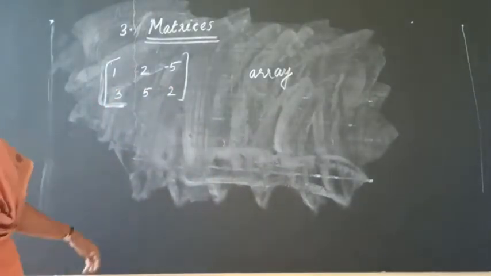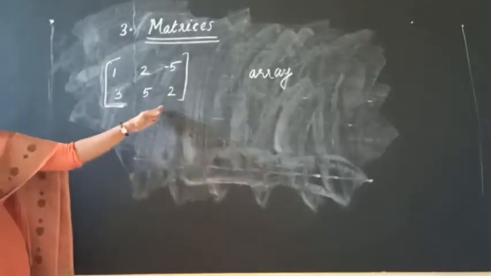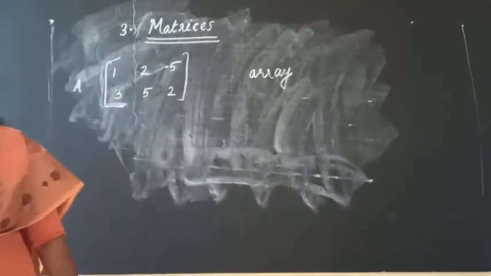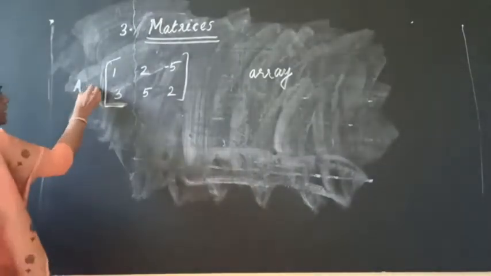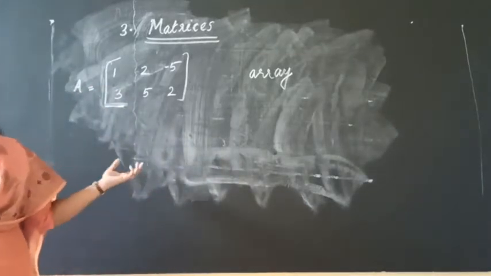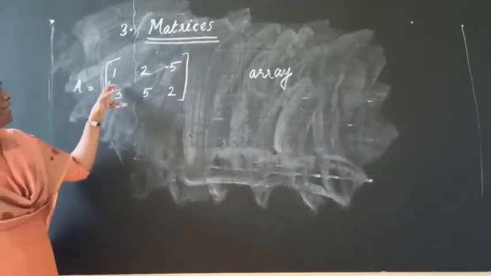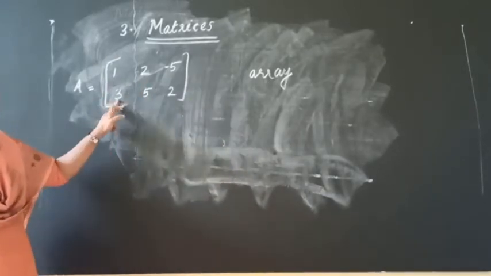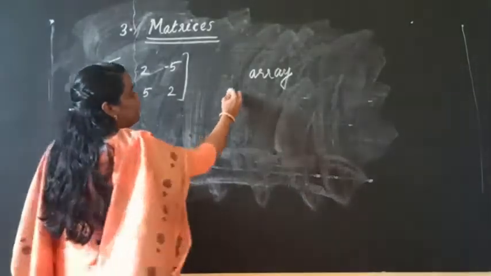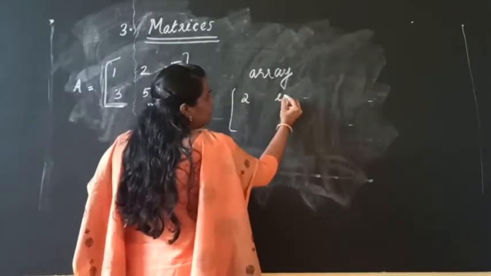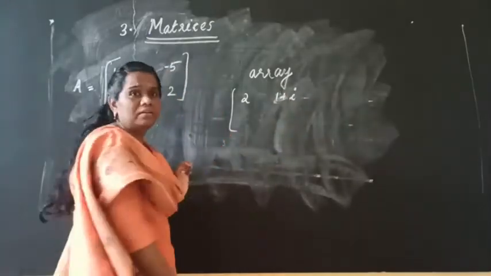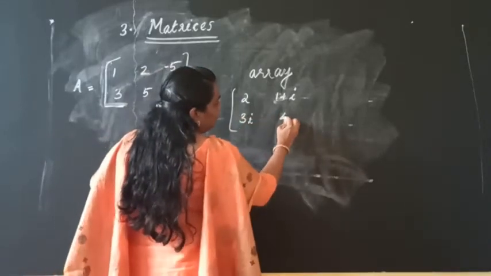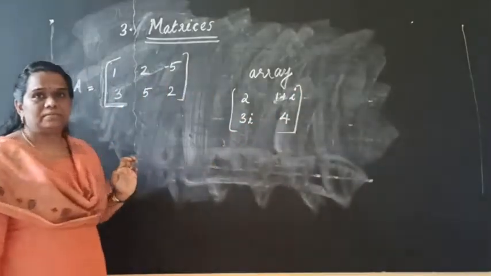We usually write capital letters for a matrix. How do you write a set? Set A. Like that, a matrix also we write. Matrix A, how to read it? Matrix A, with brackets: 1, 2, minus 5, 3, 5, 2. Let me write another matrix: 2, 1 plus i, 3i, 4. What is i? i is a complex number. That is another matrix.